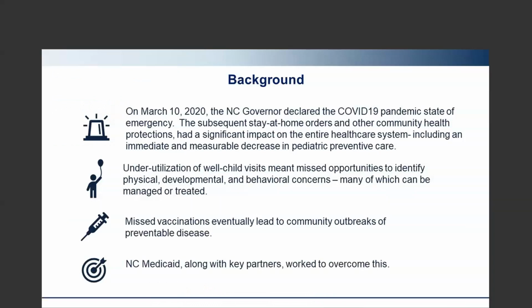On March 10, 2020, our governor declared a COVID-19 pandemic state of emergency and released stay-at-home orders and protections that went into effect the end of March 2020. As a result, North Carolina saw underutilization of well child visits as well as missed opportunities to proactively identify manageable and treatable physical, developmental, and behavioral health concerns. We leveraged our partnerships, and they were existing partnerships, to overcome this and ensure community education and outreach to prevent a situation that could lead to future outbreaks of preventable disease. Next slide.